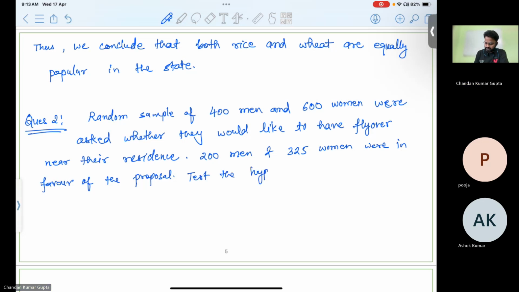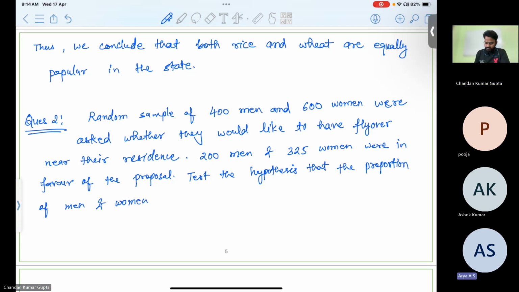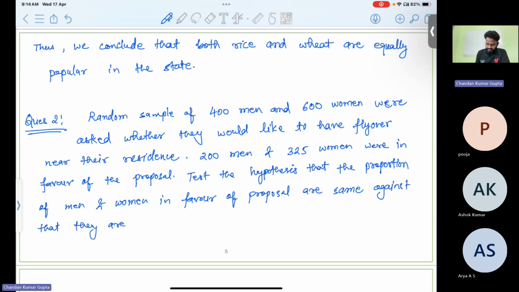Test the hypothesis that the proportion of men and women in favor of the proposal are same, against that they are not, at 5% level of significance. Okay. So we need to test this.